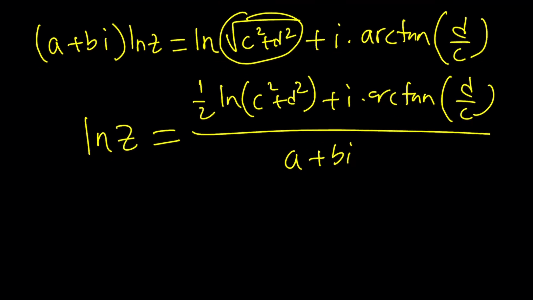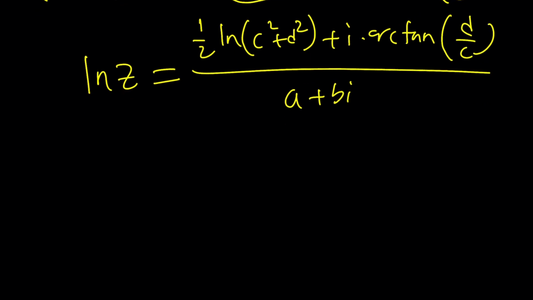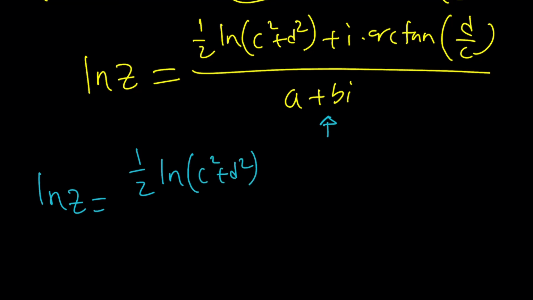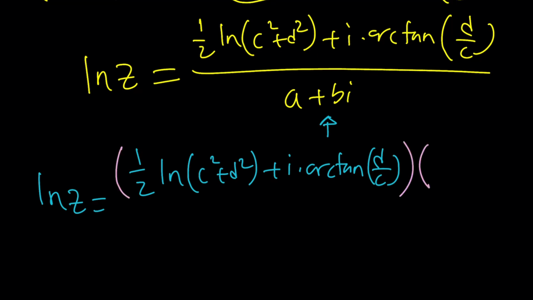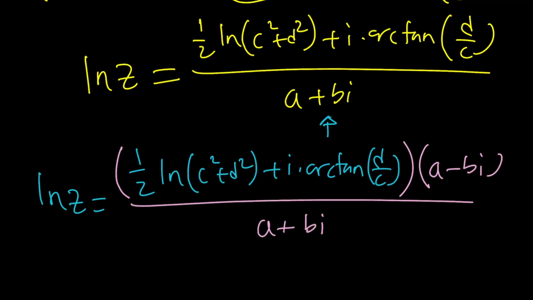Now here's what you need to do next. I mean, you don't have to, but I did it. And I basically multiply the top and the bottom by the conjugate of a plus bi, which is a minus bi. So ln z became 1/2 ln of c squared plus d squared plus i multiplied by arctan d over c. And then this whole thing was multiplied by a minus bi. And at the bottom, I also have a minus bi times a plus bi. By the way, that just turns into a squared plus b squared.